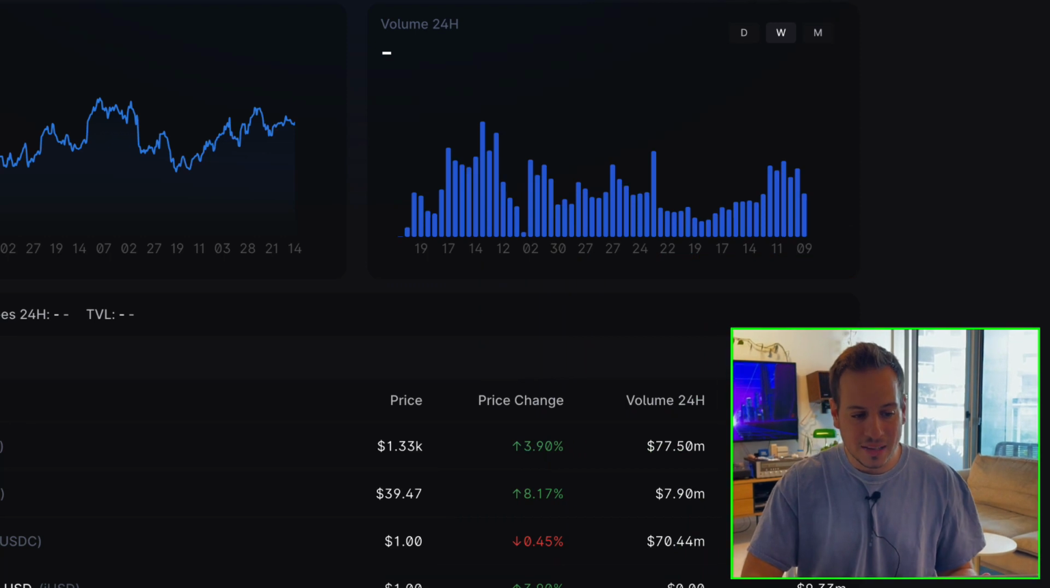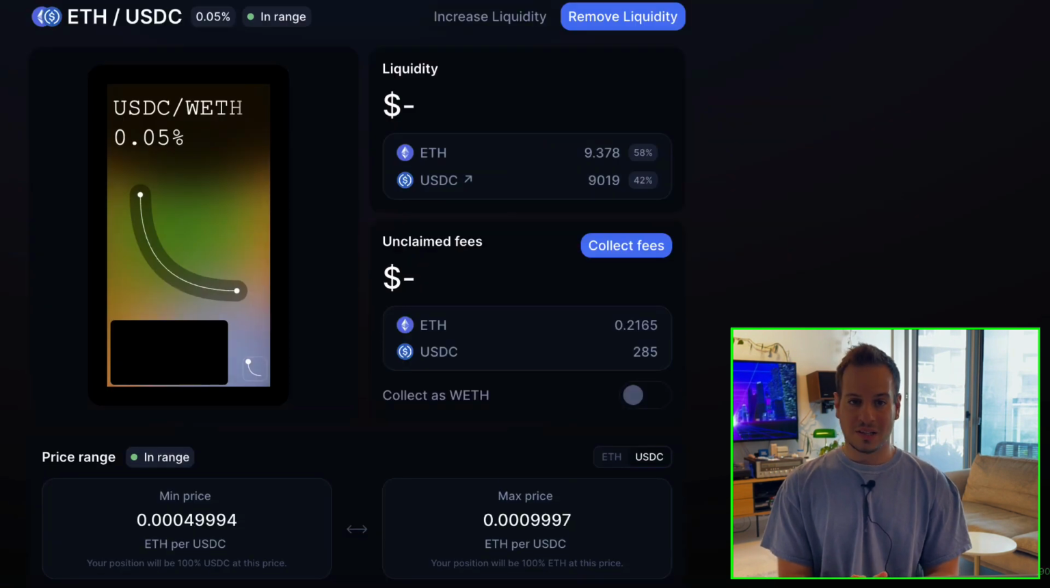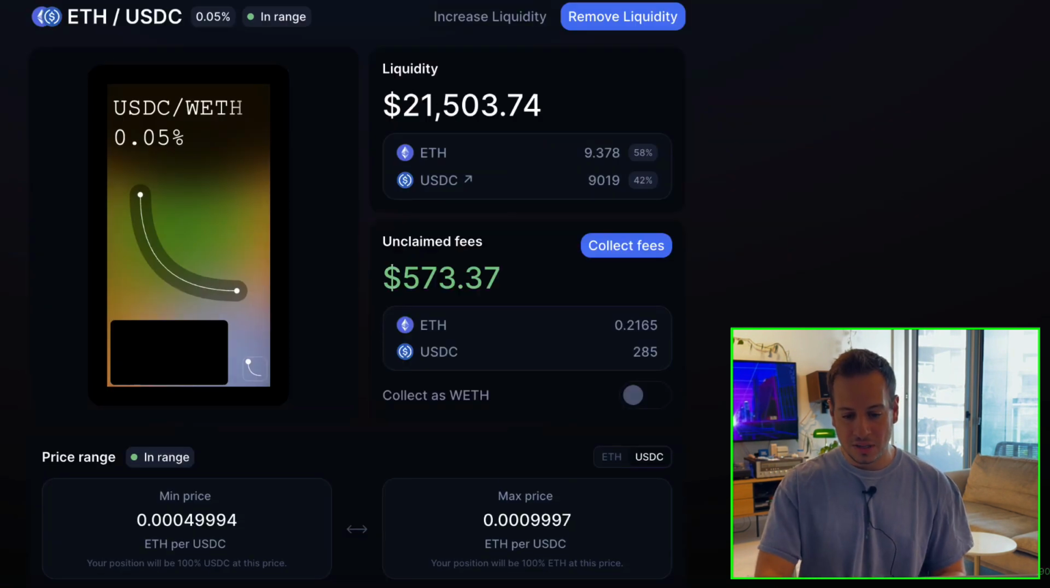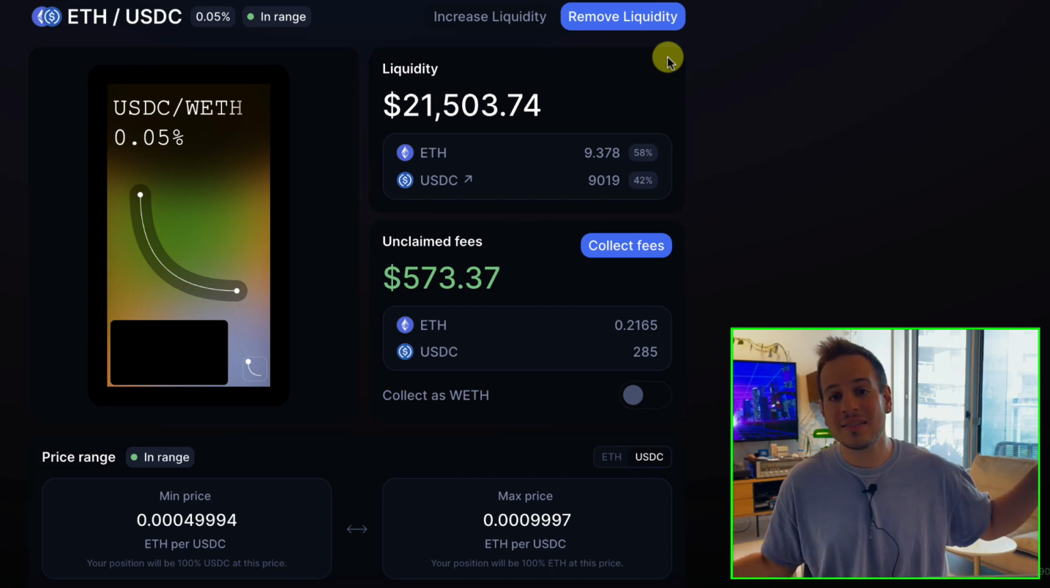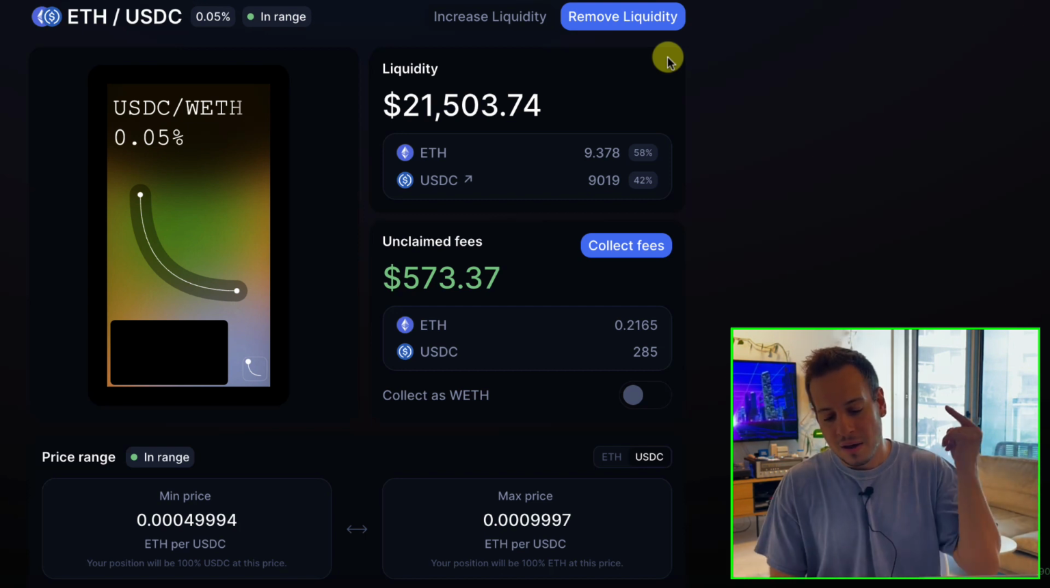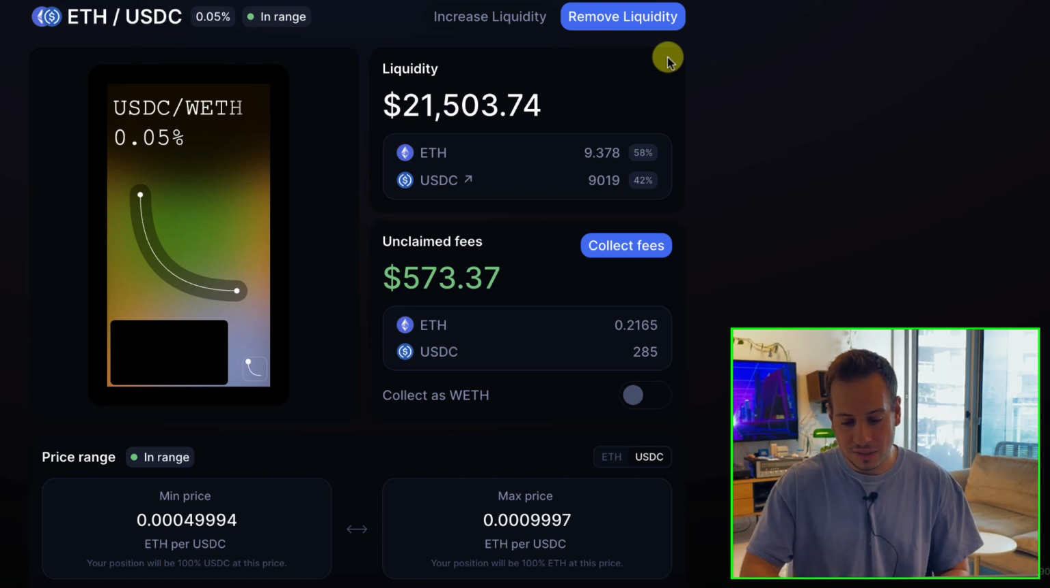And how it basically works, before we get into the numbers, I want to show you just an example of my position, so you can see how much I'm making. I started this position around 25 days ago. Let's try to refresh the page and see what is the status of this position. And as you can see, I provided around $21,000 and in less than a month I made $573 passive. And as you can see over here, it's in the form of ETH and USDC.